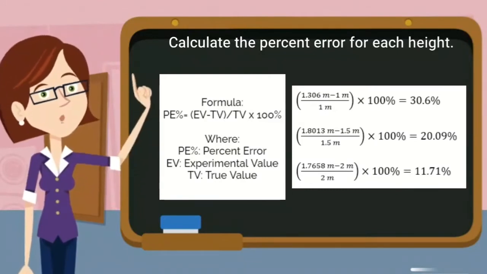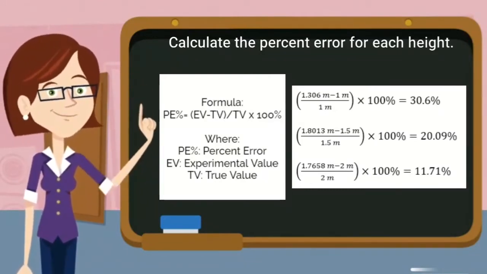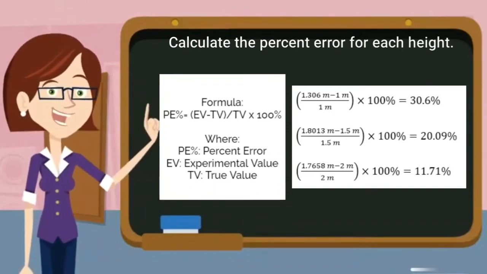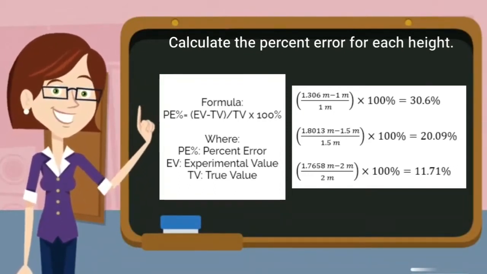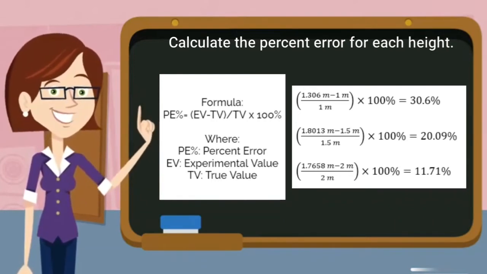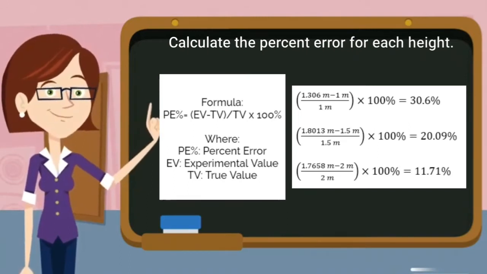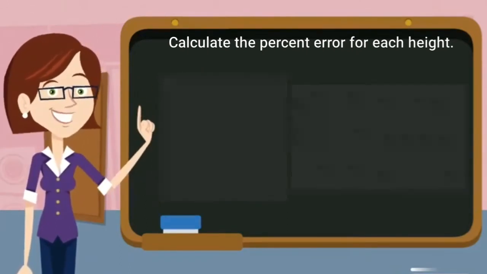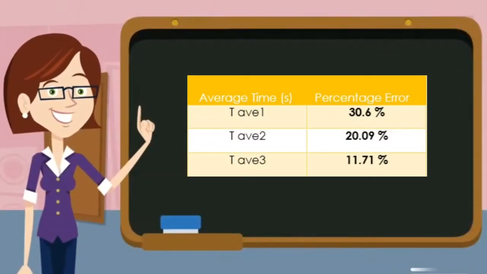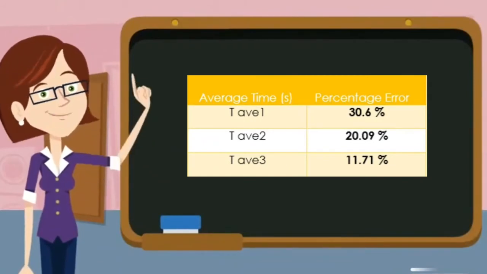That will be 1.306 meters minus 1 meter divided by 1 meter times 100% equals 30.6%. The second one is 1.8013 meters minus 1.5 meters divided by 1.5 meters times 100% equals 20.09%. While the last one is 1.7658 meters minus 2 meters divided by 2 meters times 100% equals 11.71%. The result for percentage error is the first one 30.6%, the second one is 20.09%, and the last one is 11.71%.